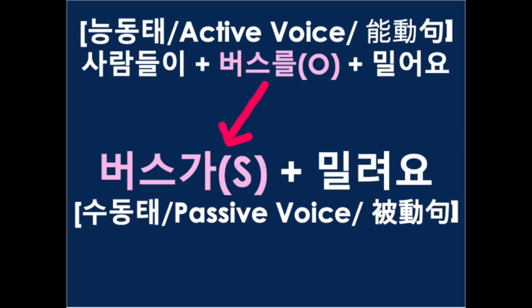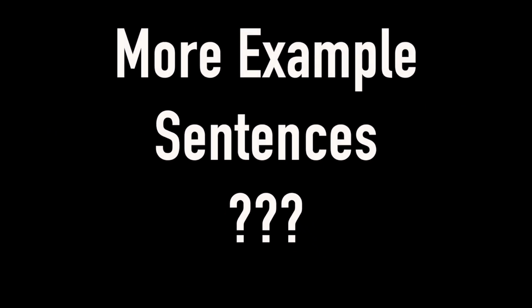In the example sentence above, 버스를, which is the object in the active voice sentence, is placed as a subject in the passive voice sentence. The 를 cannot go with the bus together. Instead, the subject marker 가 comes after the bus. Let's go to see some more example sentences.